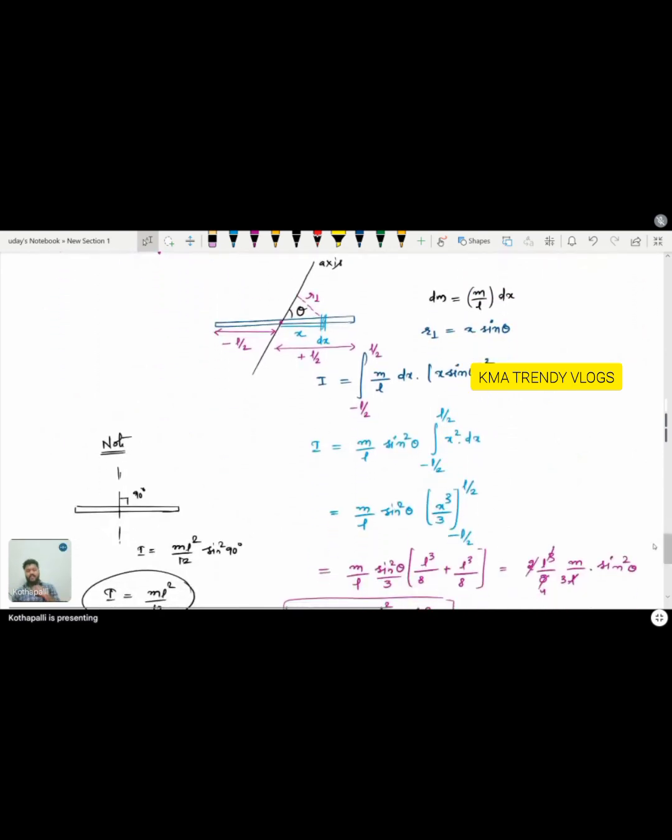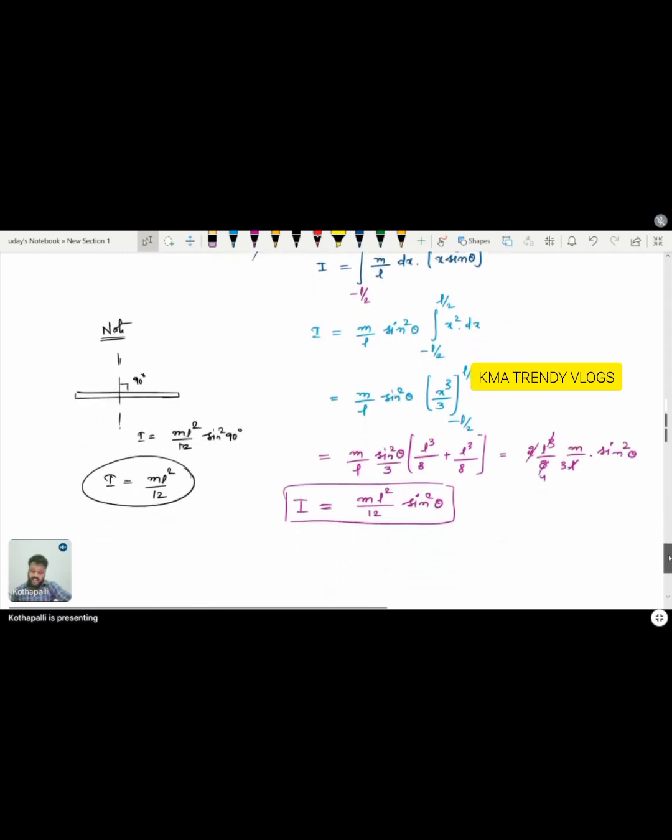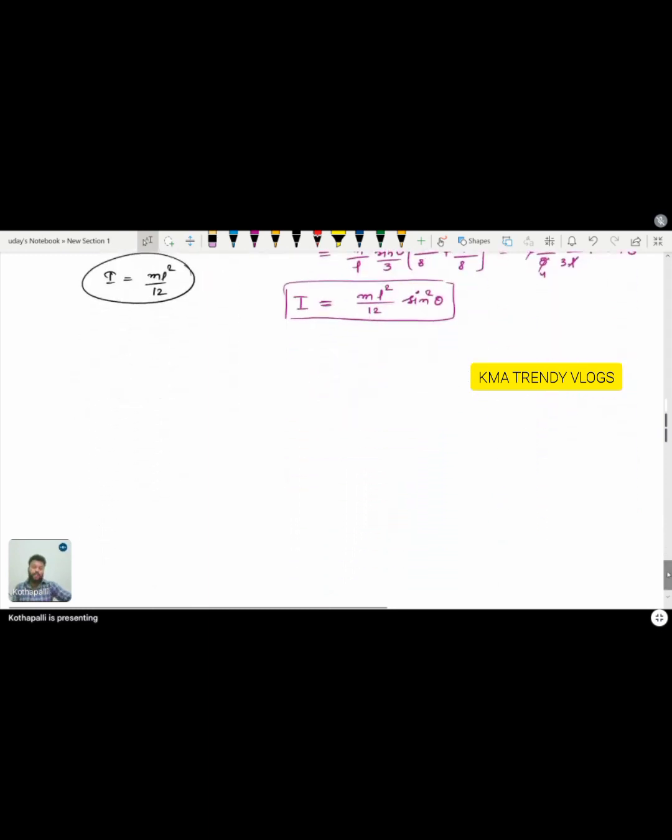See, have a look here. Almost everything is the same. Just we took the limits from minus L by 2 to plus L by 2. Nothing more than that. Now let's try a question from this, both passing through the end and passing through the center.